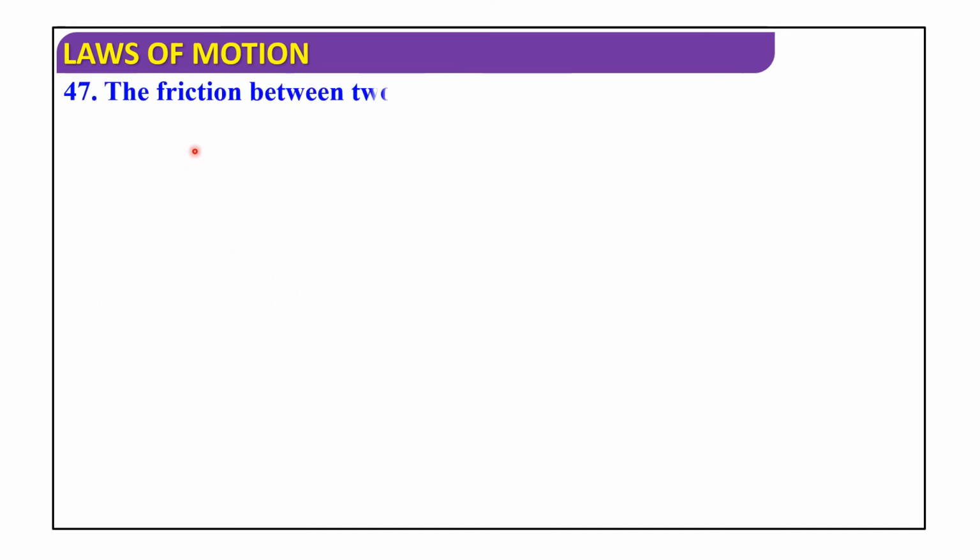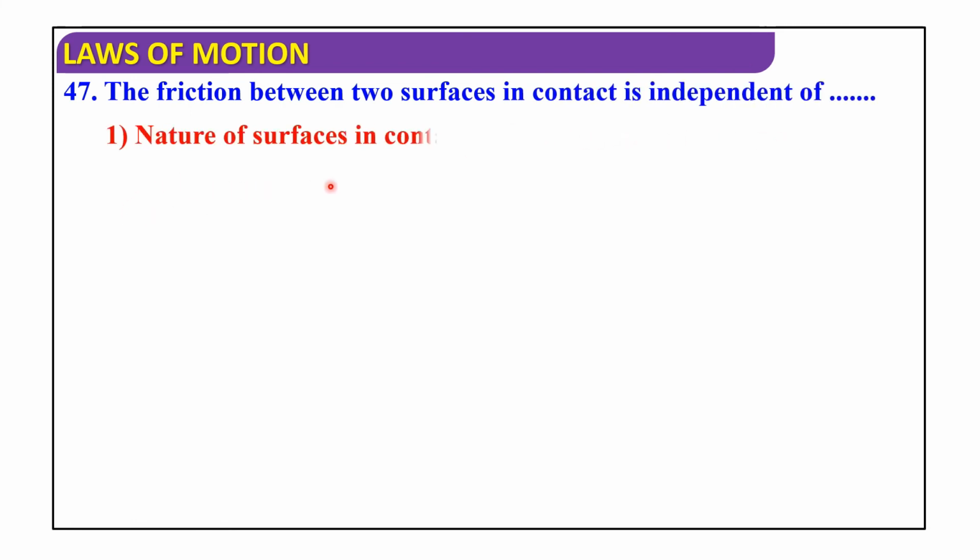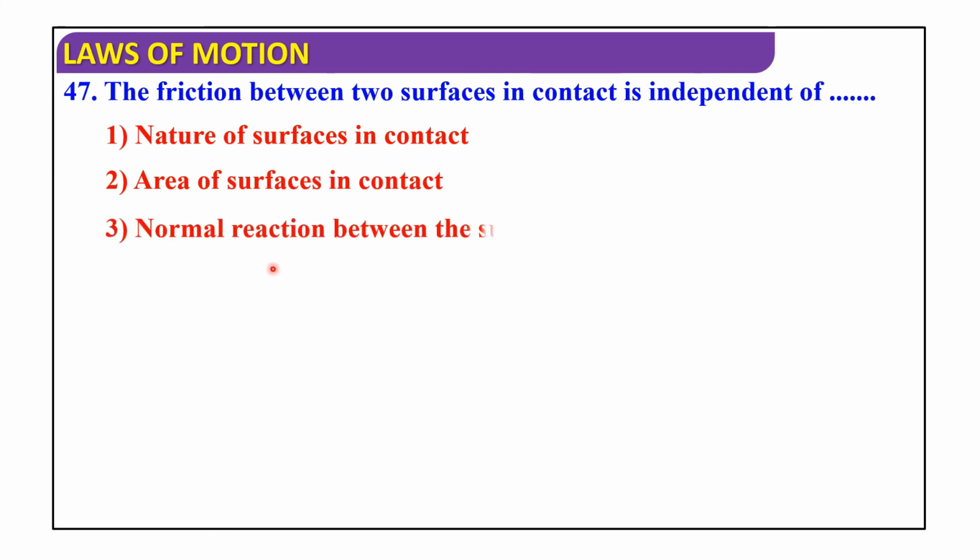The friction between two surfaces in contact is independent of: nature of surfaces in contact, area of surfaces in contact, normal reaction between the surfaces, all the above. Here, the friction between two surfaces in contact is independent of the area of surfaces in contact.